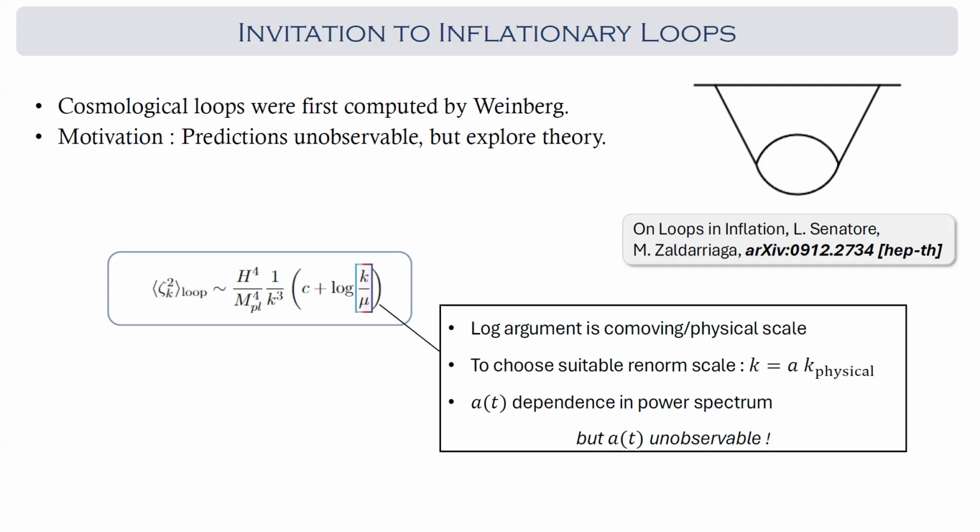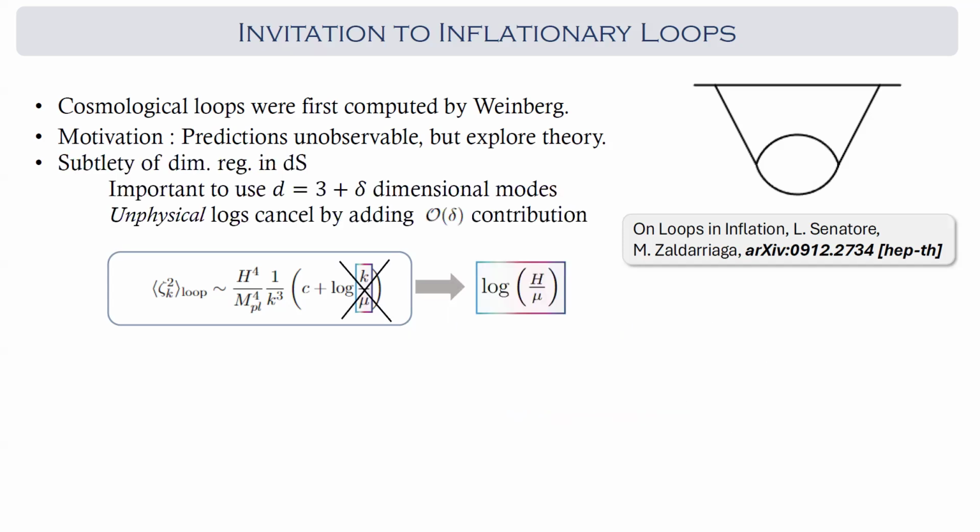But when you do this, you see that the 2-point function becomes dependent on the scale factor, but the scale factor by definition is unobservable. It just corresponds to rescaling of coordinates. So this tells you that this has to be a mistake in the computation. The point was that implementation of dimensional regularization is subtle in de Sitter. And the thing is that since these computations are being done in d dimensions, everything should be in d dimensions, including the modes.